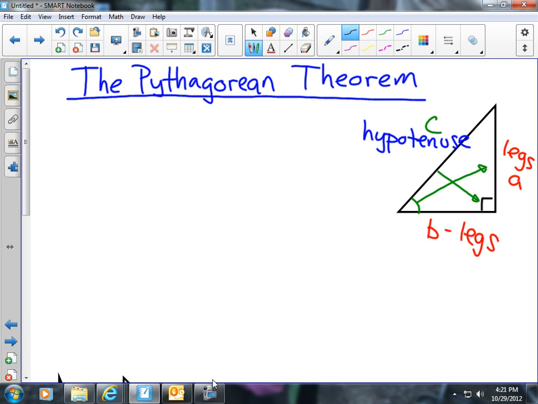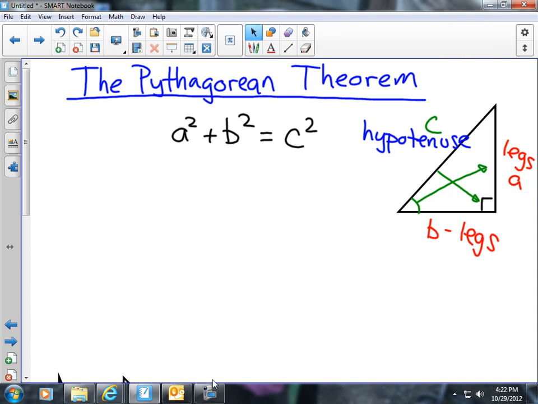He just narrowed it down and figured out that there are connections between the lengths of these sides, and it always seems to work out. And so this is the Pythagorean Theorem. If you have a squared and you add it to b squared, it will always equal c squared. We're going to use this formula all day, every day, when we're dealing with right triangles and trying to figure out the missing sides. Let's go ahead and try an example and see how this works out.